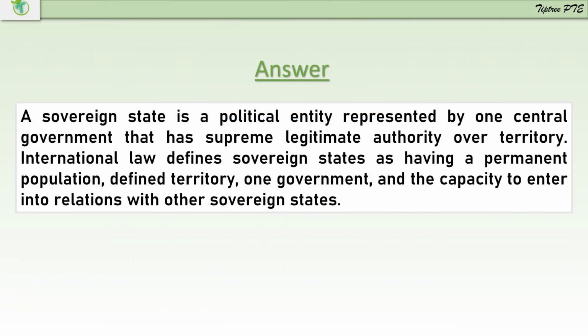A sovereign state is a political entity represented by one central government that has supreme legitimate authority over territory. International law defines sovereign states as having a permanent population, defined territory, one government, and the capacity to enter into relations with other sovereign states.